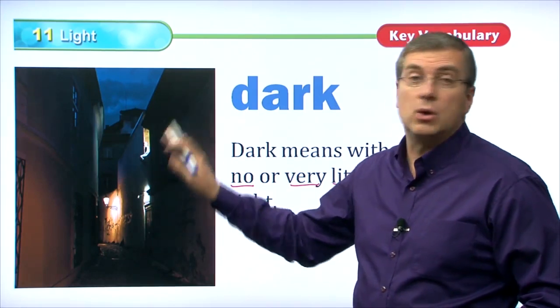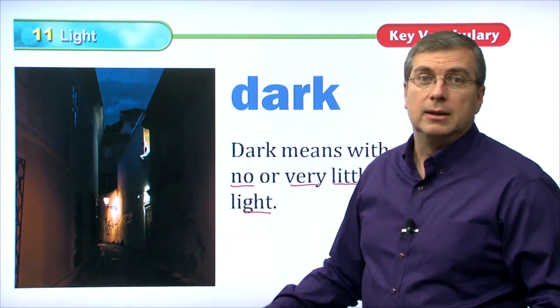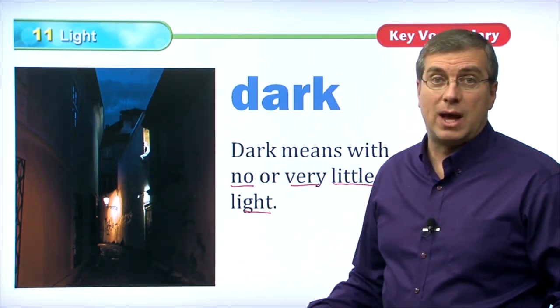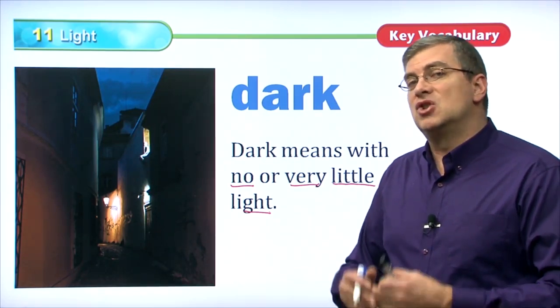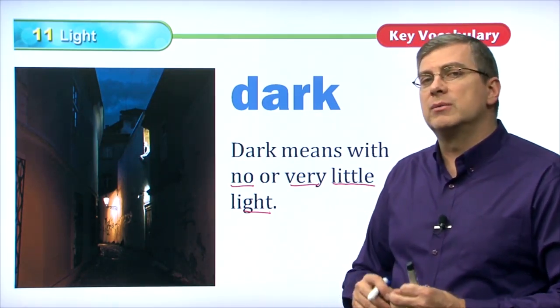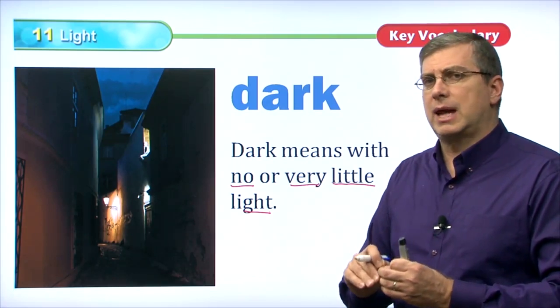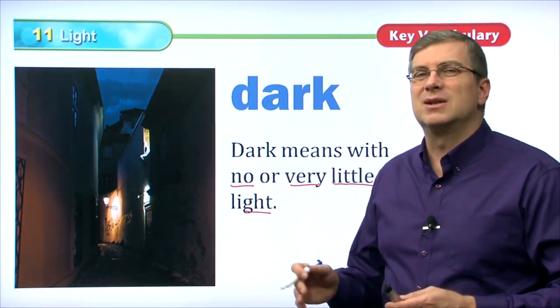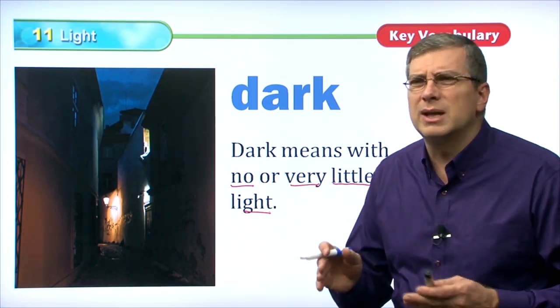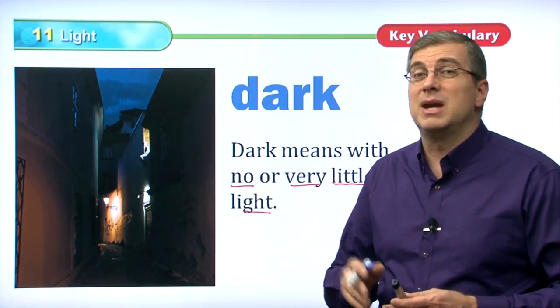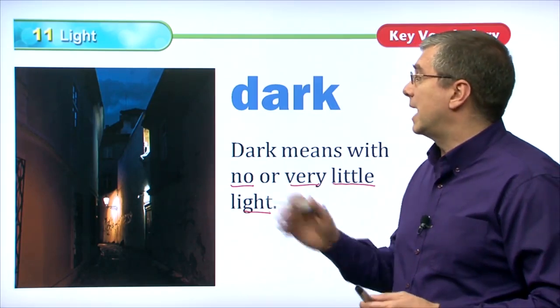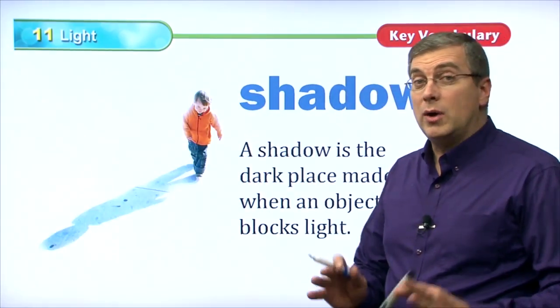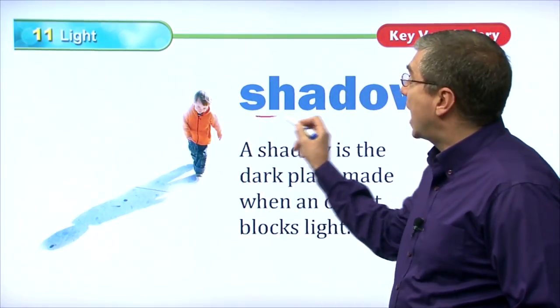Also, of course, if there's no light at all, everything's black. That's, of course, dark as well. So dark doesn't mean just no light. It can also mean little light. Okay, so a couple of things. Sure, there might be a little bit of light, but it's still dark out, so we have to really look carefully to be able to see things. So light and dark.